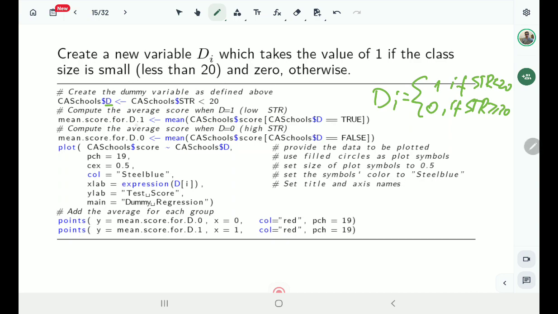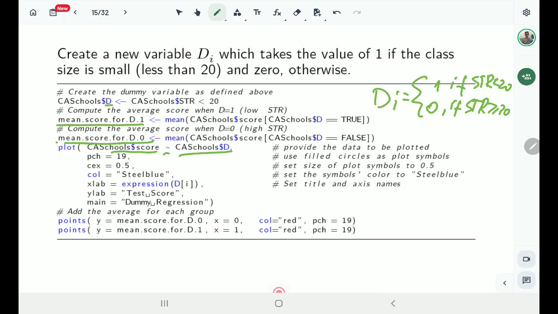You see that the mean score for small class sizes is not given here, so we just save it under mean score D1 and mean score D0 respectively, and then we're going to plot it. This plotting, the scatter plot, is very simple, right? You basically show the variable that you want on the y-axis, then a tilde sign, and the variable that you want on the x-axis.